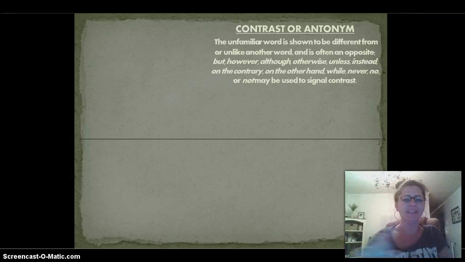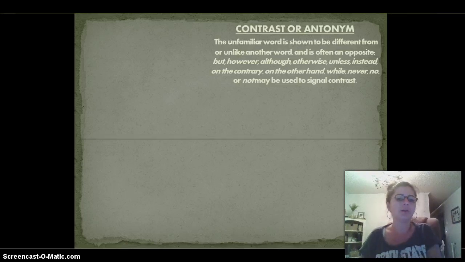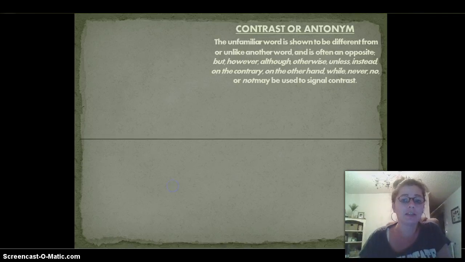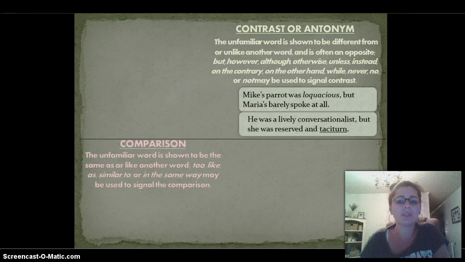Contrast or antonym. This is similar to a synonym, but again, the opposite. The unfamiliar word is shown to be different from or unlike another word and is often an opposite. So you're going to see words like but, however, although, otherwise, unless, instead, on the contrary, on the other hand, while, never, no, or not. These may be used to signal contrast. Let's look at our two examples.